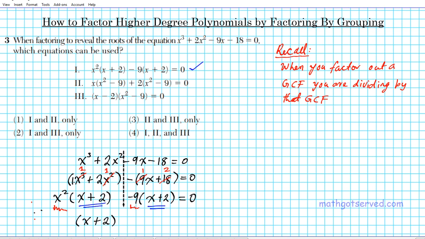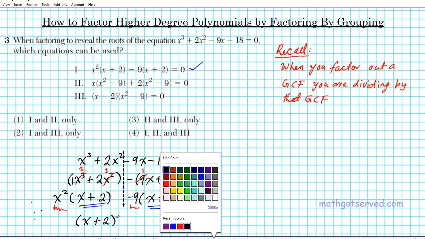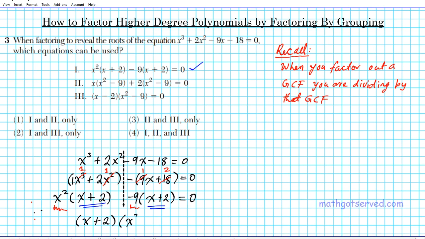Guess what we do with those two terms left behind? Those two terms left behind are grouped together in their own nice little parentheses. X plus 2 times x squared minus 9. Uh-oh, we have a problem here. If you look at option 3, it says x minus 2 times x squared minus 9. There's a disparity with the signs here. So that automatically tells us that option 3 is not an equation that can be used.